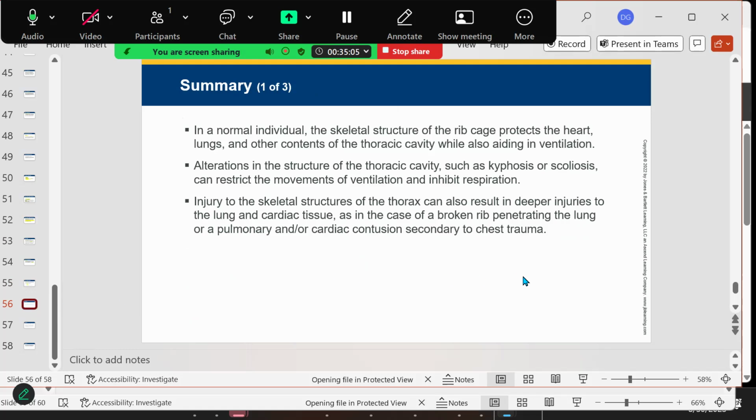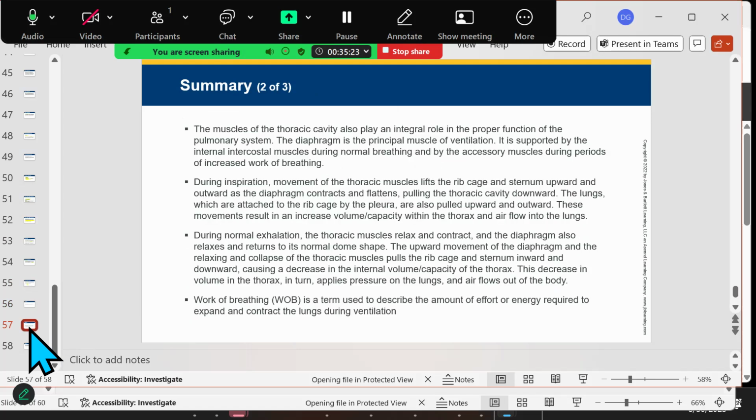Okay, in a normal individual, the skeletal structure protects the heart and lungs. Alterations like kyphosis or scoliosis can definitely interfere with that. Injury to the skeletal muscles can result in deeper injuries to lungs and heart. Pulmonary or cardiac contusion, all that can happen. You will see all of it in your career.